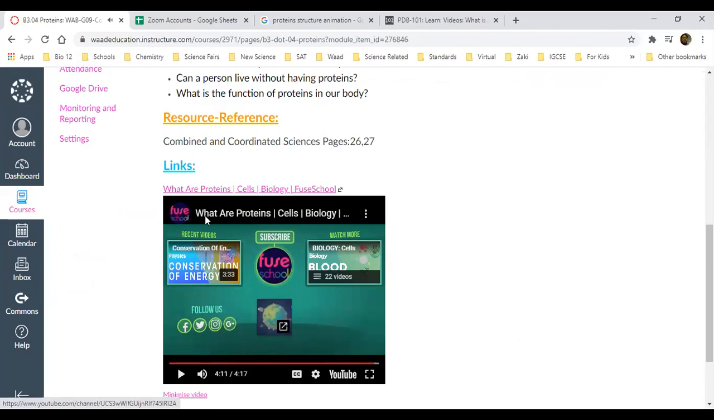Astaghfirullah, these voices. Okay, Mohammed Saidi has a question. Yes, Mohammed? Mr., so all biological molecules are proteins? No, there are four of them: carbohydrates, proteins, fats, and nucleic acids.